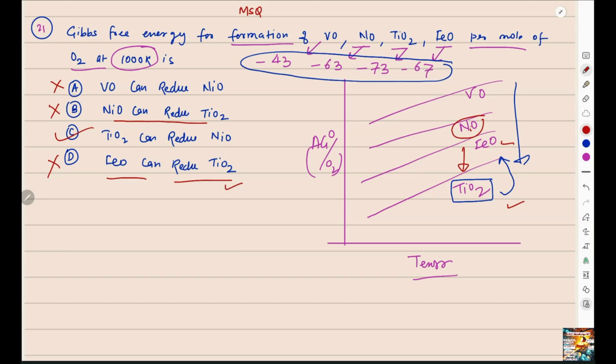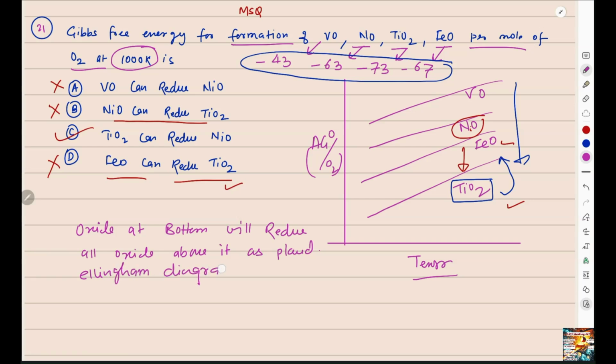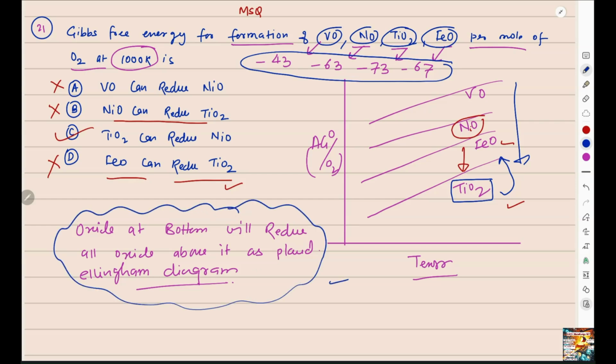So the only correct option is TiO2 can reduce NiO, because the concept here is that the oxide at the bottom will reduce all the oxides above it as placed in the Ellingham diagram. As there was confusion in the question regarding the oxide formation and their respective Gibbs free energy values, the concept remains the same here. Now we will move to the next question.